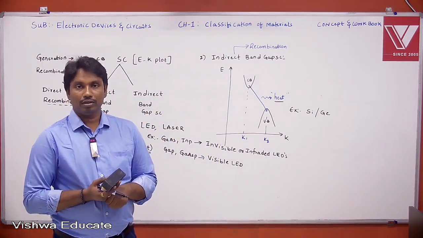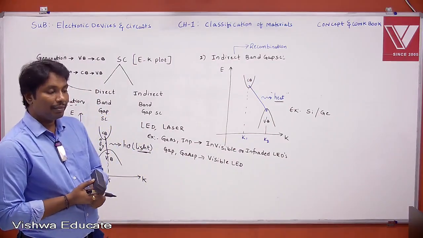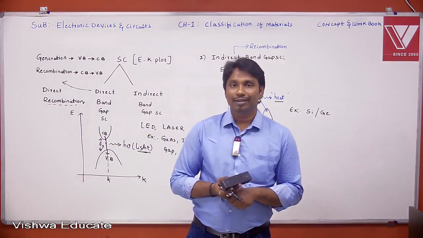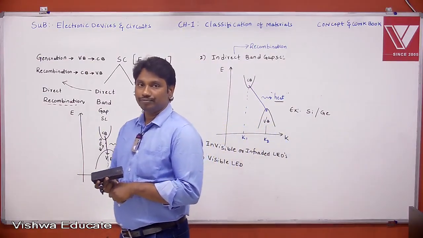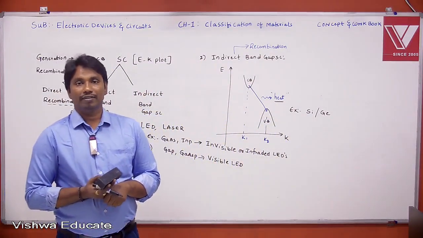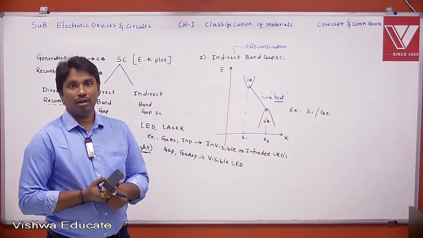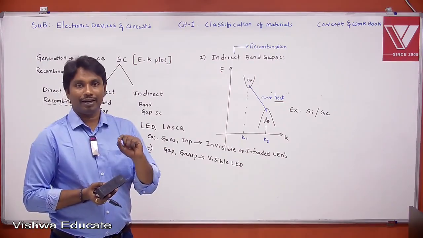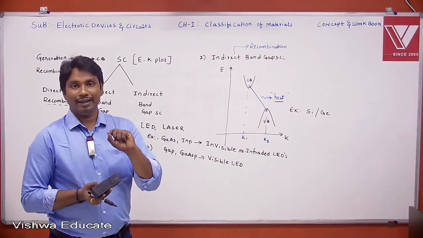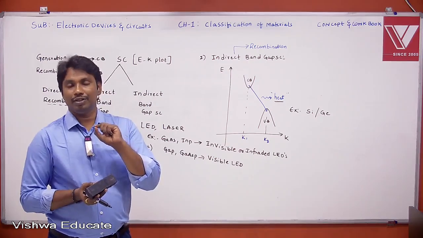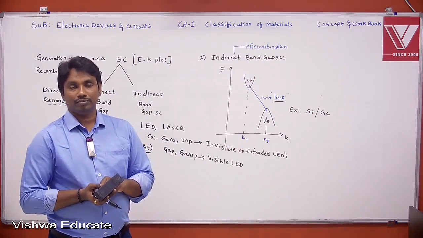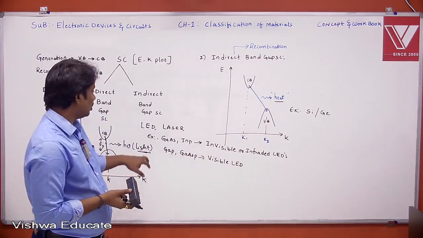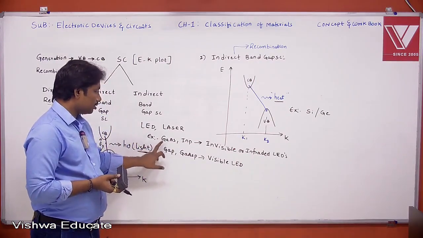The first point, the direct band gap semiconductors are used to manufacturing of light emitting diodes like LED, laser. Example, write down examples.